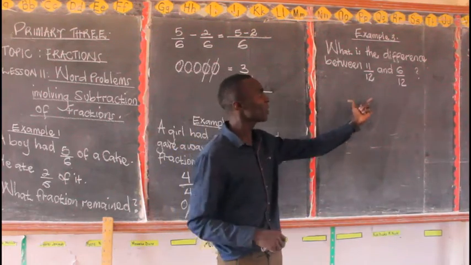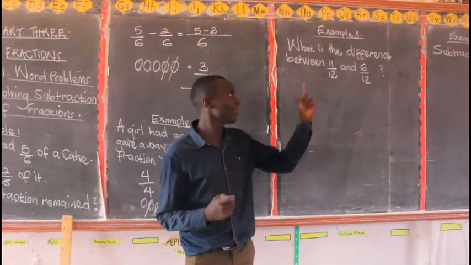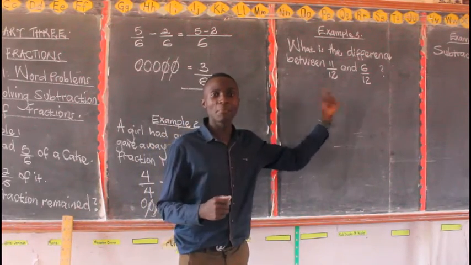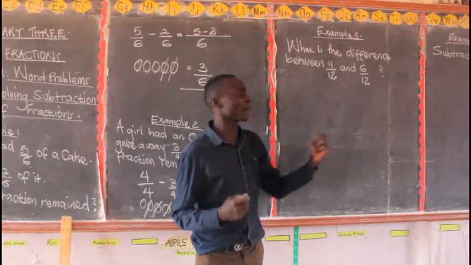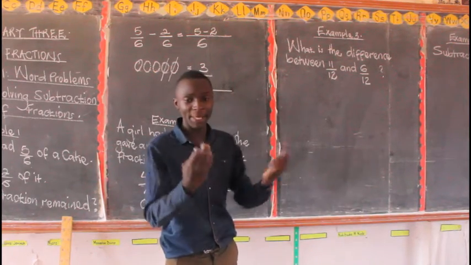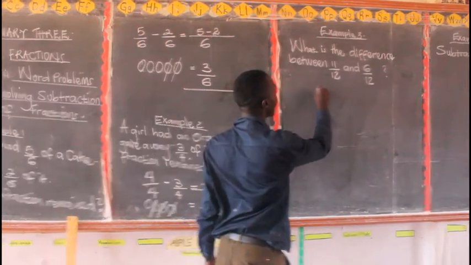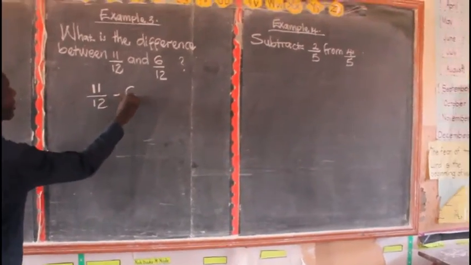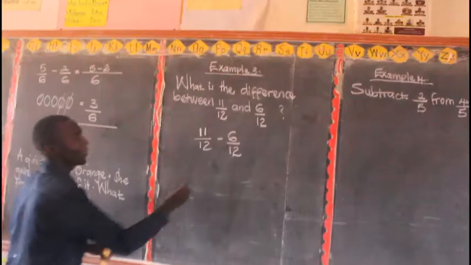To find the difference between these two numbers, what you are going to do is get the big fraction minus the small fraction. 11 out of 12 and 6 out of 12, which fraction is big? Of course, we see that 11 out of 12 is a bigger fraction. So we shall say that we get 11 out of 12 minus 6 out of 12. What do you get?